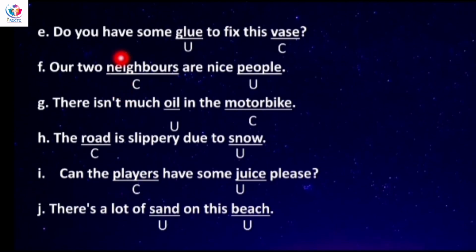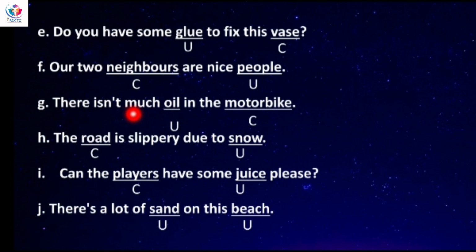Do you have some glue to fix the vase? We cannot count the glue, but we can count the vase. So glue is the uncountable noun and vase is the countable noun. Our 2 neighbors are nice people. Neighbors are countable nouns and people are uncountable nouns.